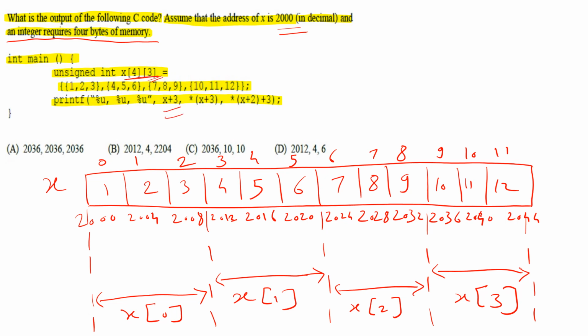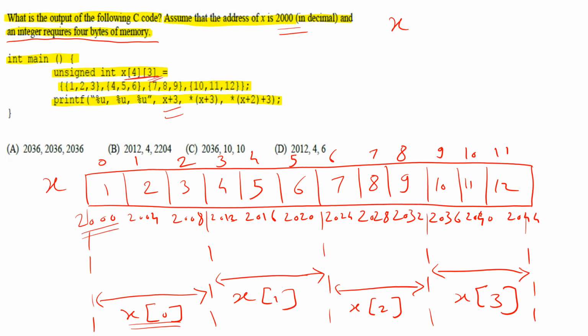Now we want to print x plus 3. To print what? X plus 3. Now when you write x, you get the address of its 0th element. Now where is the 0th element of this array? This is the 0th element of this array. X of 0 is the 0th element of the array. So when I write x, I get the address of its 0th element, which is 2000.